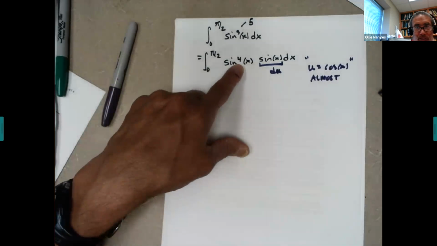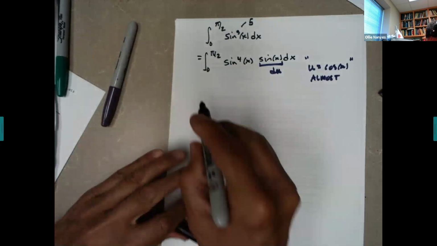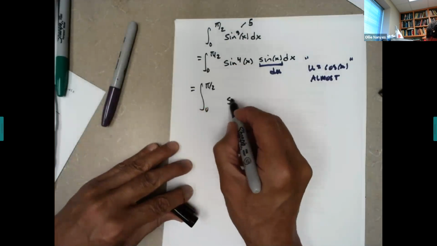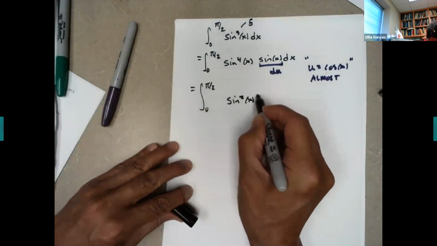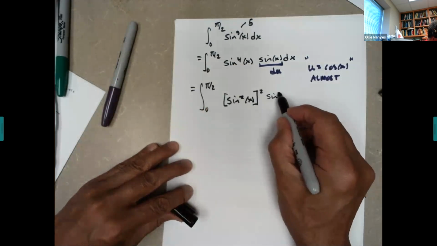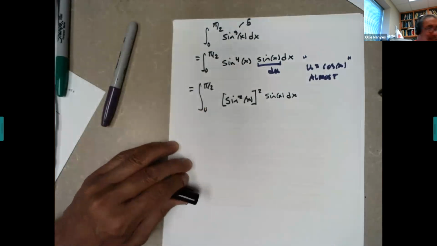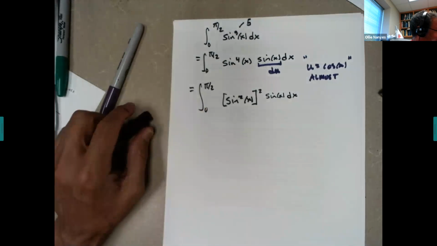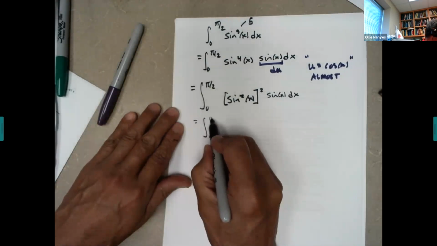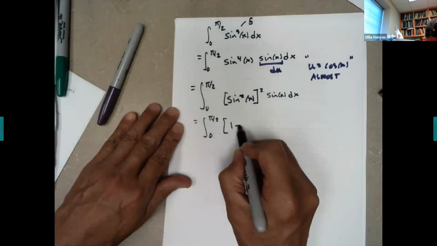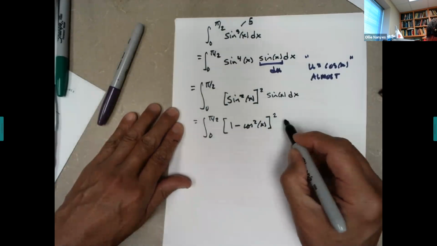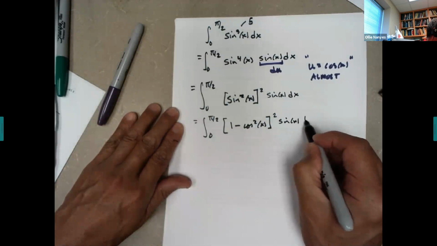This is sine to an even power. That can therefore be transformed as follows. This is sine squared x, squared, sine of x dx. Now you might say, well, okay, that's sine squared. Well, we're going to use our circle identity here. Write this as 1 minus cosine squared x, squared, sine of x dx.